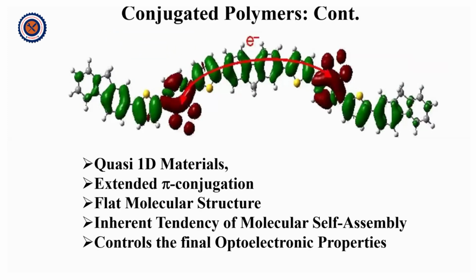Conjugated polymers are quasi one-dimensional materials with extended pi conjugation, as you can see in the picture. They have a flat molecular structure, which helps us make very thin devices. They have an inherent tendency of molecular self-assembly, and this helps in controlling the final optoelectronic properties. Now, we have to process these materials into thin films.